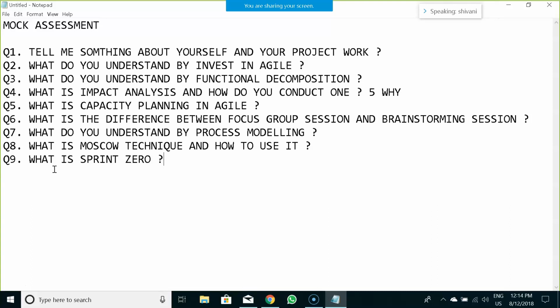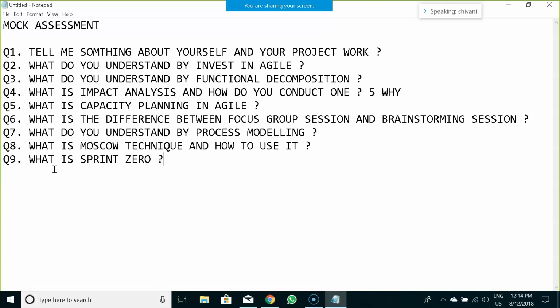Sprint zero is the basic initial sprint. And what all activities are performed in sprint zero? In sprint zero, basically, whatever the basic requirements which we have taken, which are supposed to be completed at the initial phase, are initiated in sprint zero.